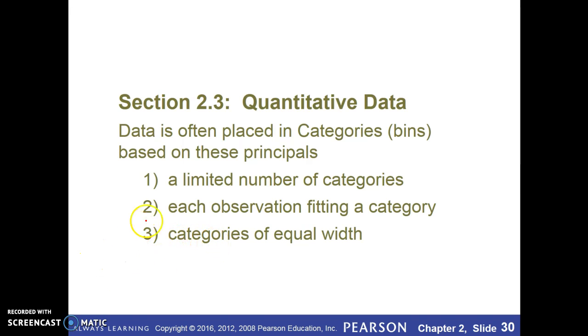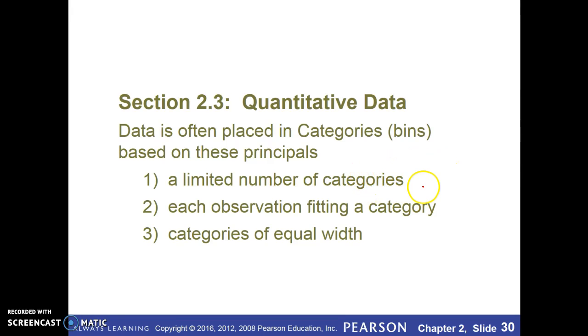Data is often placed in categories or bins. These bins could be a limited number of categories. In other words, if you can have 100 different numbers, you don't want to have 100 different bins. So you're going to put them in groups and maybe go from 0 to 25 and 26 to 50. You don't want a lot of categories, but you want enough to distinguish a difference.